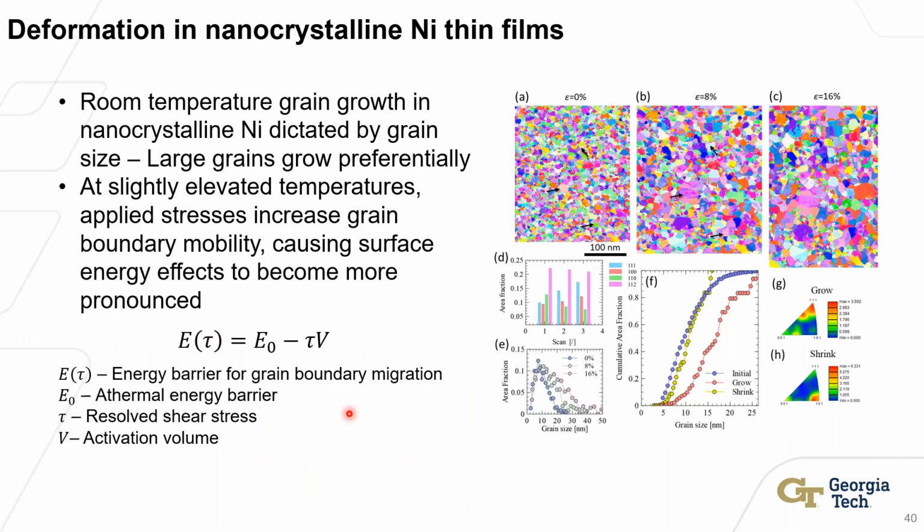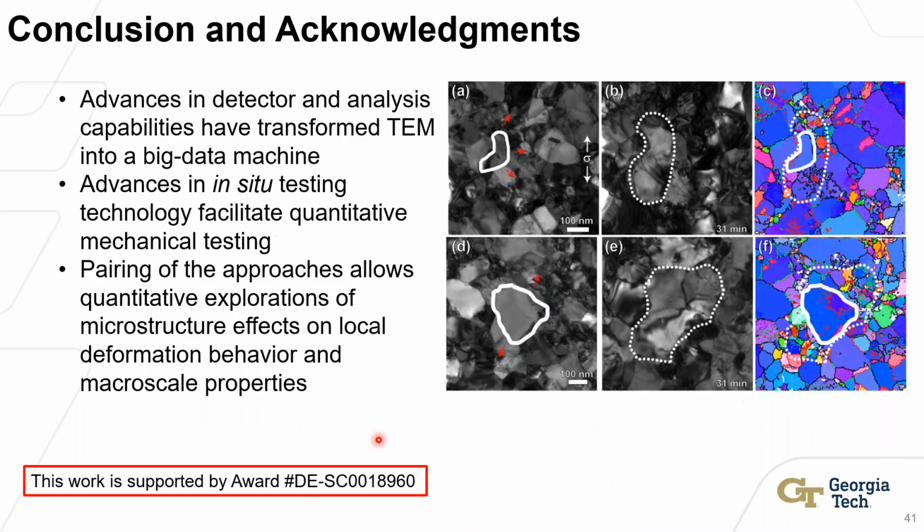We'd really only be able to see these effects by looking at tens of thousands of grains. You don't see these effects when you only look at a handful of grains, but by actually running through the statistics, you're able to extract out and see these effects.